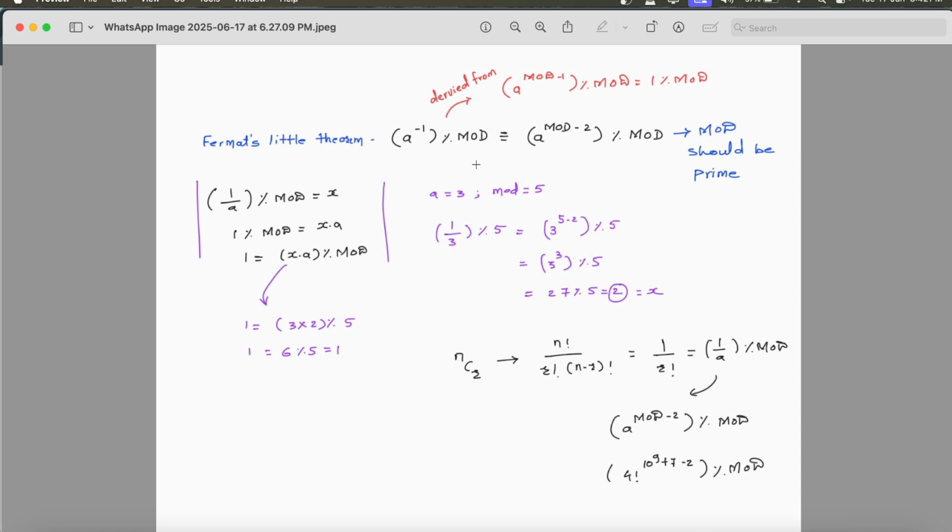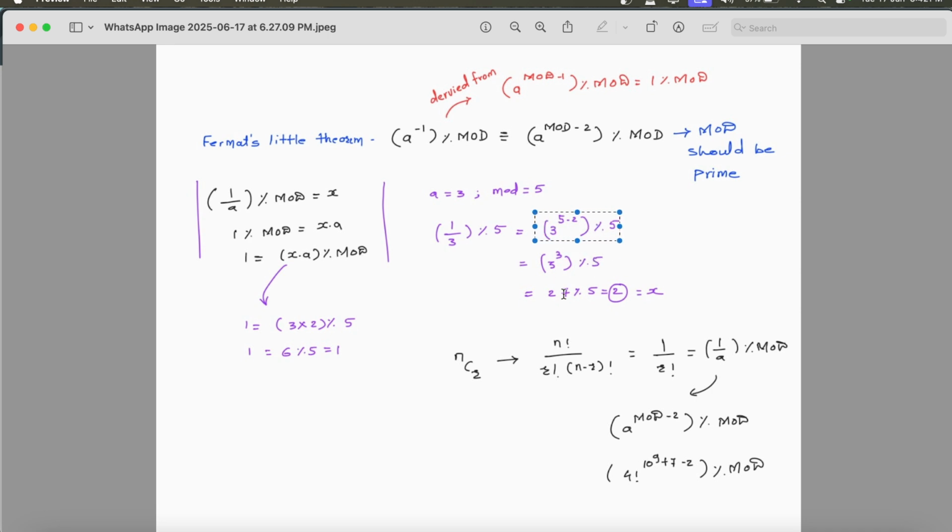So how can we apply this one? See, let us first understand how this particular theorem is derived. Let us suppose a is 3 and the mod value is 5. So 1 by 3 modulo 5 is how we can represent it, and we can apply this formula: 3 to the power of mod value, which is 5 in this example, minus 2, again modulo 5, whatever the mod value is. This way we can represent it.